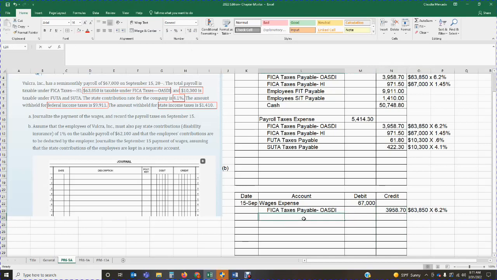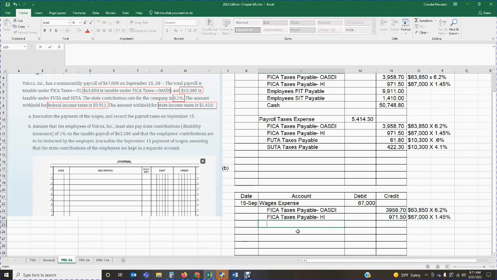Okay. We also have to withhold our FICA, taxes payable, HI. That will be the $67,000. All of the wages are taxable for HI times 1.45%. And that's going to give us $971.50. That has already been calculated in the previous exercise in requirement A.